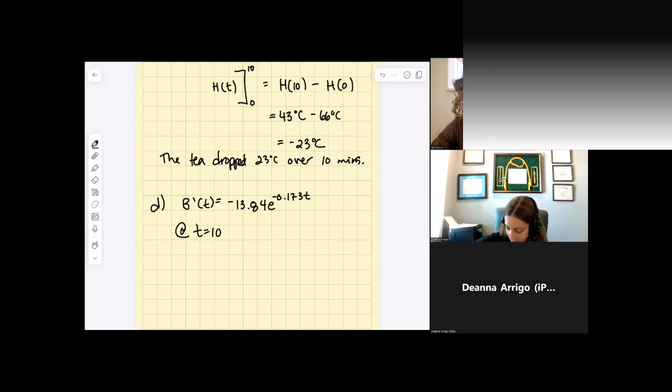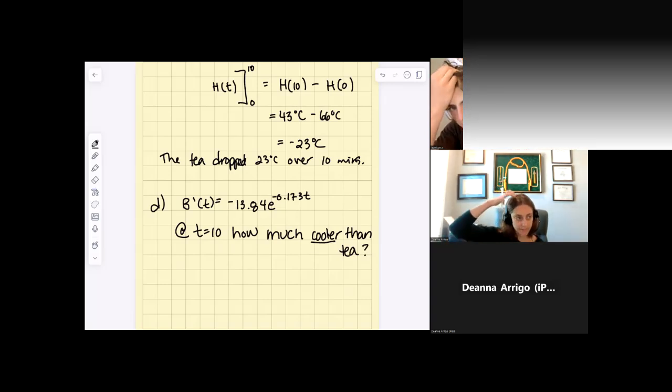So how much cooler? Can't you see how much it cooled overall because we know the initial thing? So if we just did the integral from 0 to 10, that would be like we'll call it b of 10 minus b of 0, right?